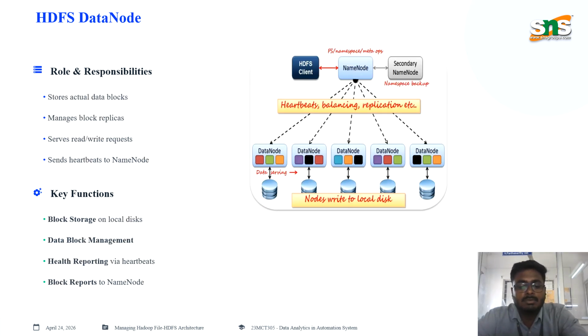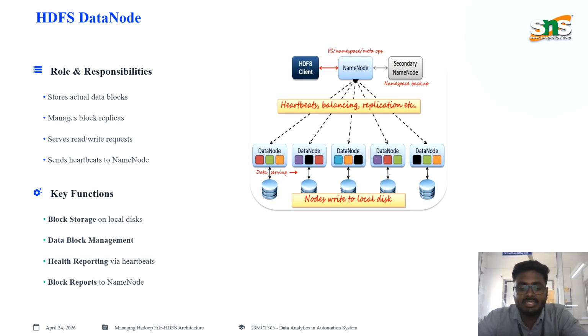The data nodes are responsible for storing the actual data. Their major functions include storing the data in the form of blocks, managing the replicas of the blocks, and sending the heartbeat signal to the name node. They also generate block reports to keep the name node updated. The data node acts as the storage unit of HDFS. Key functions are block storage on the local disk, data block management, and health reporting via heartbeat signals and block reports to the name node.